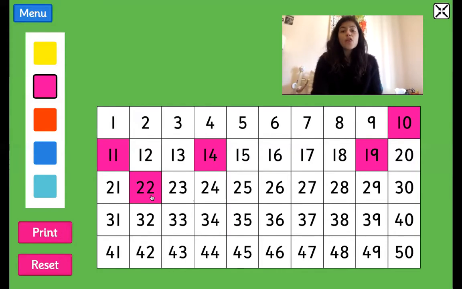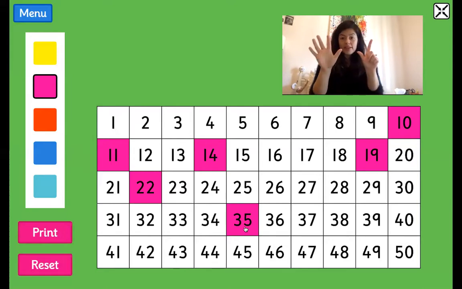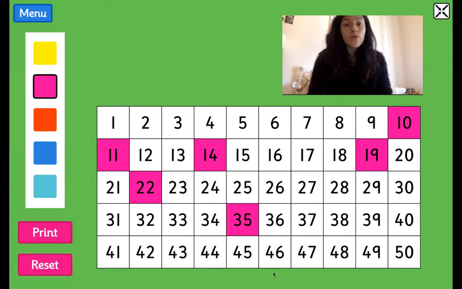Can you find 35? It's going to be in the 30s family, somewhere in this family. Can you find 35? It's right here. Good stuff. And finally, can you find 47? That sounds like it's going to be in the 40s family. It's going to be somewhere here. 47. Do you see a 4 and a 7? Right here. Great job, girls.